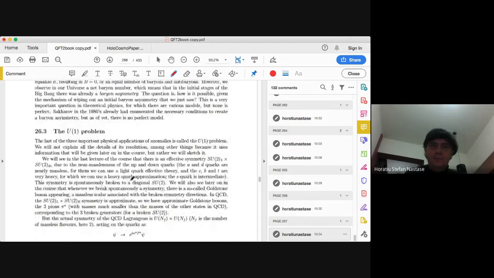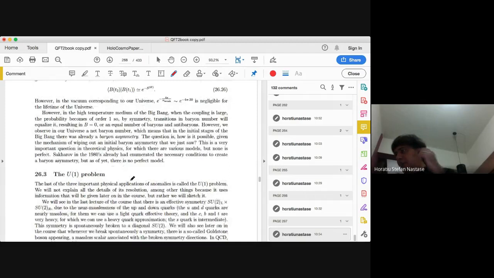Okay, so to summarize, we've seen that the anomaly implies a non-conservation of baryon number, but in our universe at low temperature, this baryon number non-conservation is very small, so that's why in our vacuum we have conservation, whereas at high temperature we have non-conservation of baryon number.